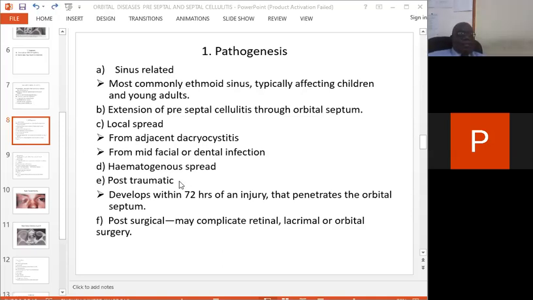Post-traumatic. After a fight, there's somehow a loser. And you can have the infection or the orbital cellulitis coming from this trauma. This will develop within 72 hours of an injury that penetrates the orbital septum. Basically, it means infection from outside has finally been transmitted into the orbit.